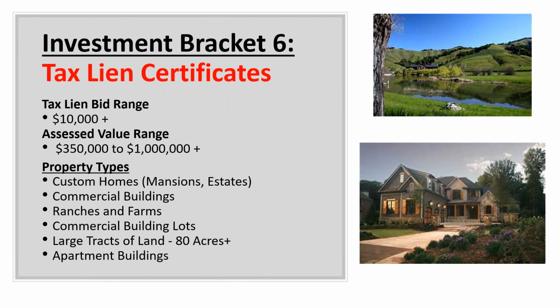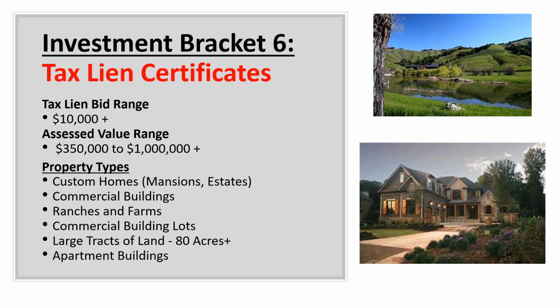For number 6, these are the high-dollar tax liens. They can range from $10,000 to $100,000, $200,000, $300,000. We've seen massive tax liens on huge properties at different tax sales, but these are going to be the properties that are worth $350,000, $1 million plus.